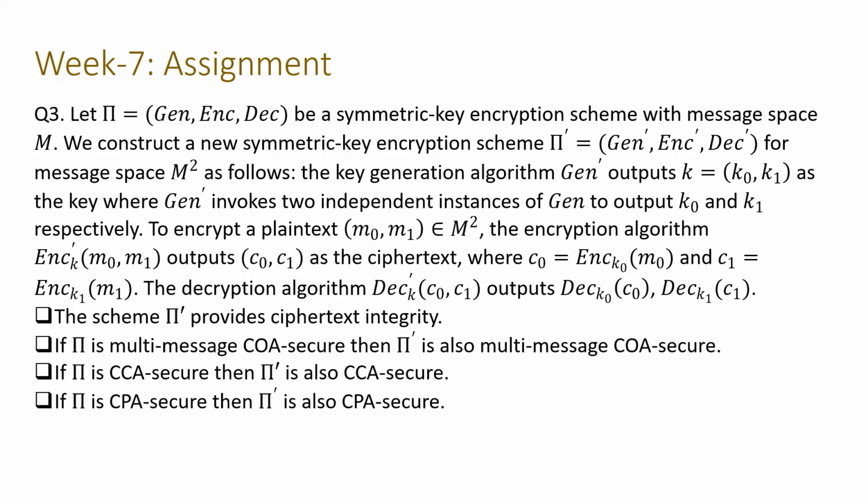Okay. Now there are some statements for which you have to choose the correct ones. First, it says that the scheme pi dash provides ciphertext integrity. Now, if you remember what ciphertext integrity means, as we just discussed, it is that the adversary should not be able to output a valid ciphertext such that the ciphertext has not been seen by the adversary previously, and that ciphertext decrypts to some valid plaintext, right?